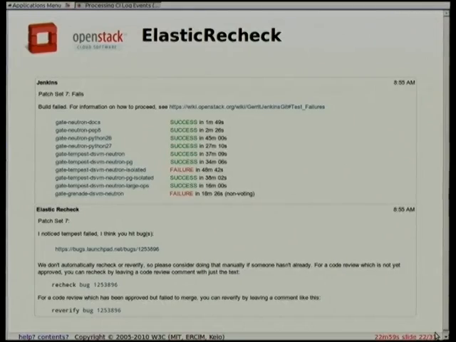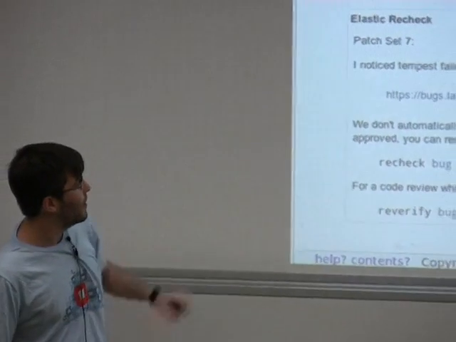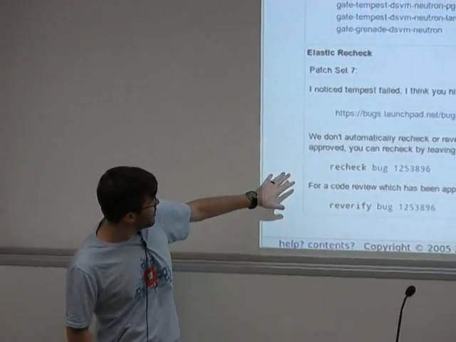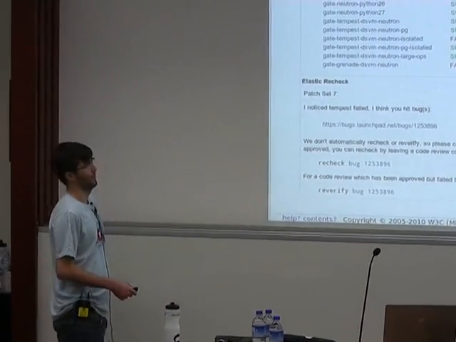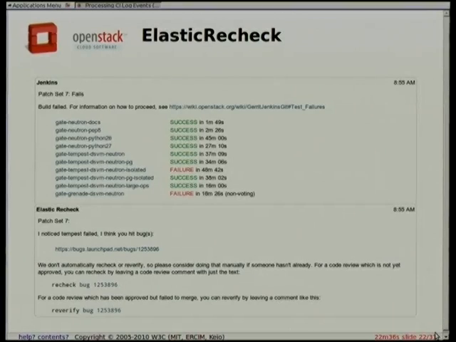ElasticRecheck will also go comment in the code review system when it's found the reason for a failure. So no longer do you need to actually go do anything. If you're a little bit patient, wait 5 minutes after the failure happens, there's a good chance that ElasticRecheck will come back to you and say, hey, I noticed the Tempest failed. I think you hit bugs, blah, blah, blah. And you can recheck with that bug number if you want, which is really handy now. As a developer, you can spend a lot less time digging through logs, and you can rely on this great tool.